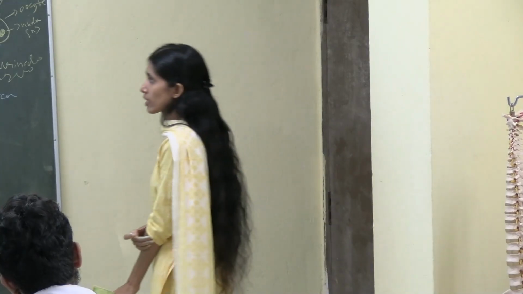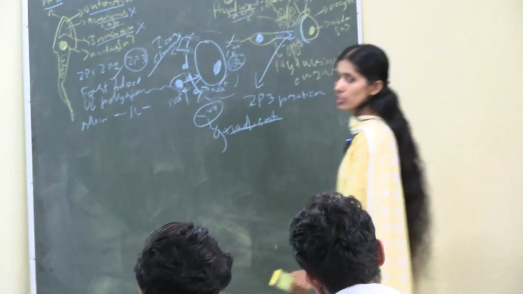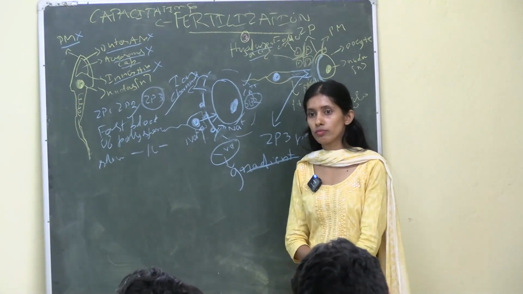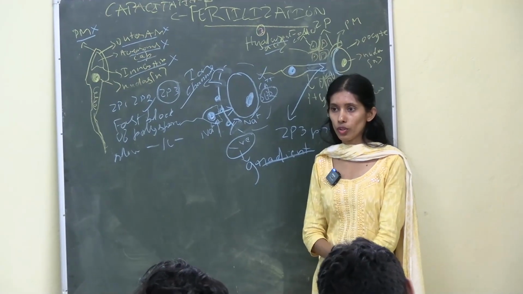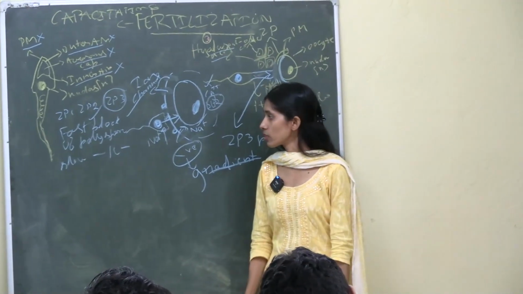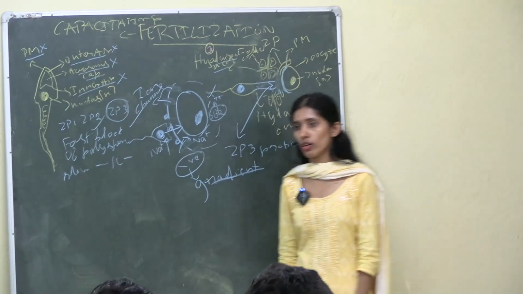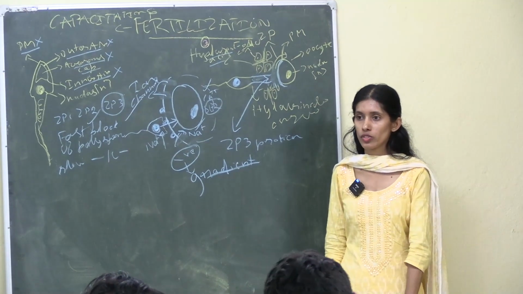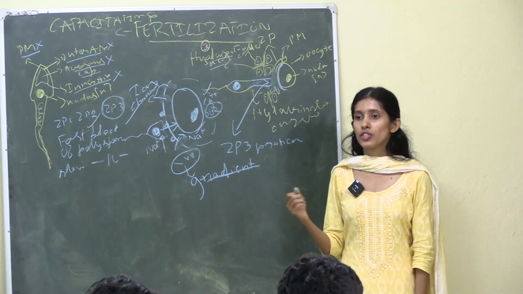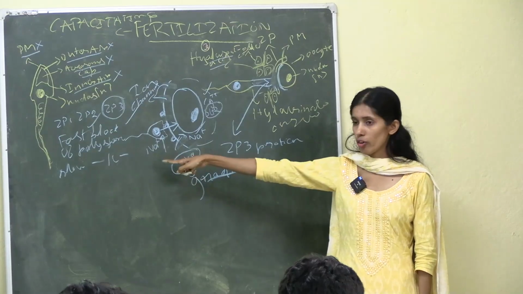Then what do you mean by slow block of polyspermy? Okay, take an assignment question. Write a short note on slow block of polyspermy. 5 marks question. Write a short note on slow block of polyspermy.